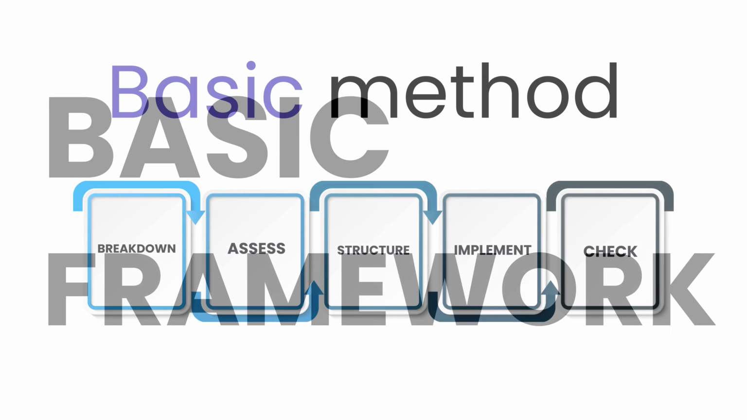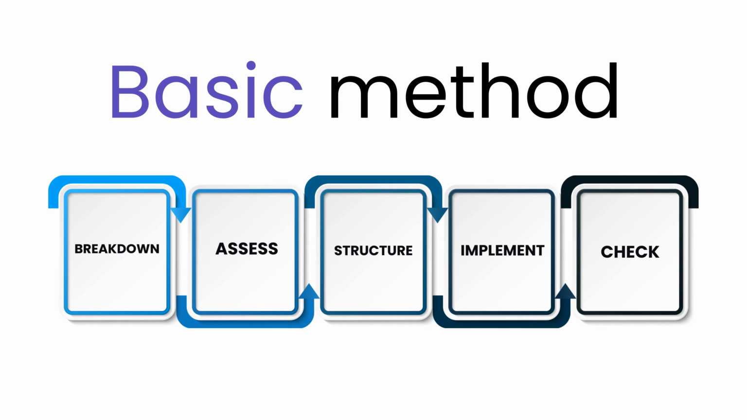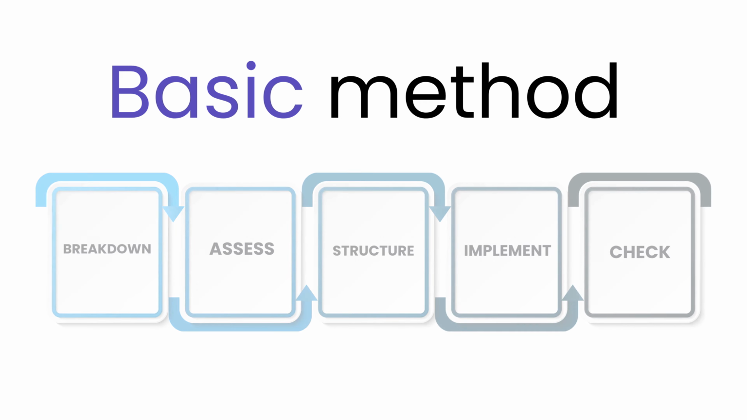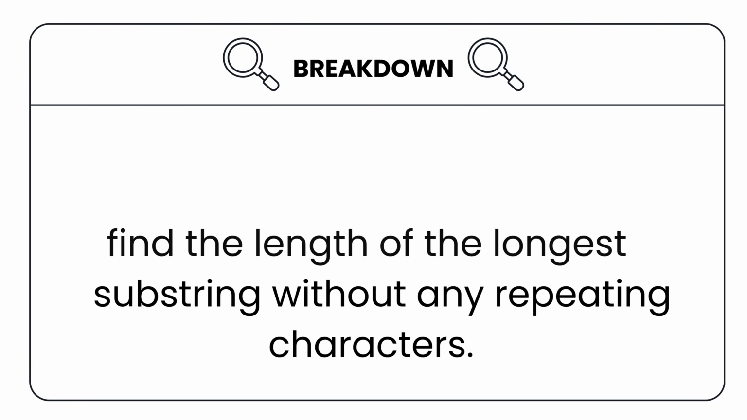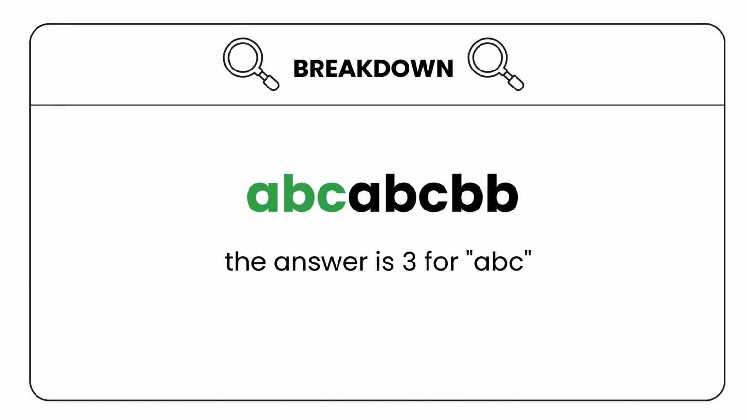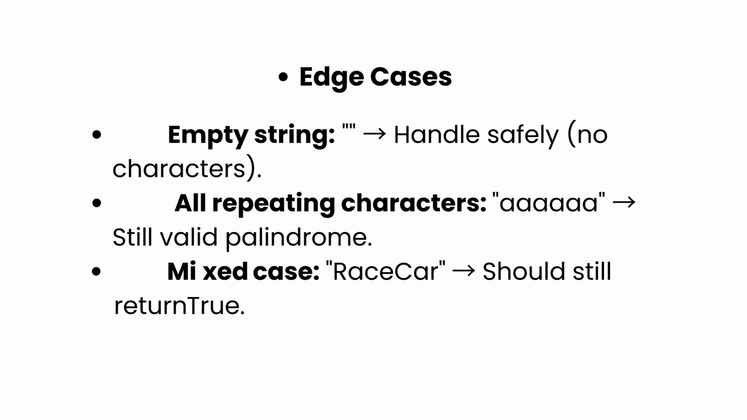Let's tackle this using the basic framework. This lets us break down the problem, analyze trade-offs, design a clear plan, and check our work, just what interviewers want to hear. We're given a string and need to find the length of the longest substring without any repeating characters. For example, in ABCABCBB, the answer is 3 for ABC. Edge cases: empty strings, all repeating characters, and mixed cases.